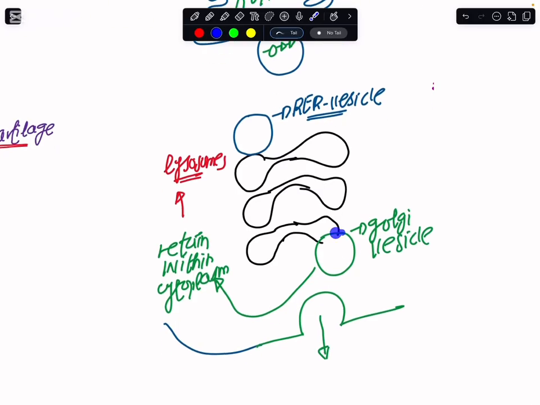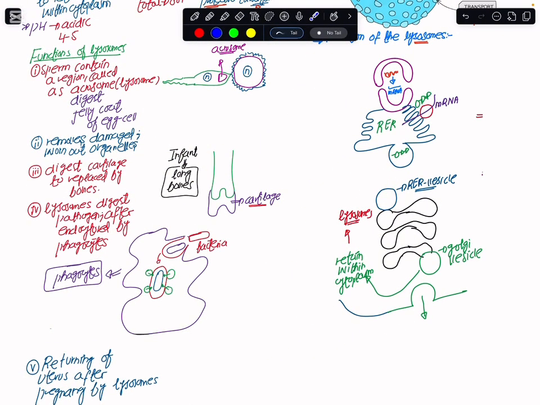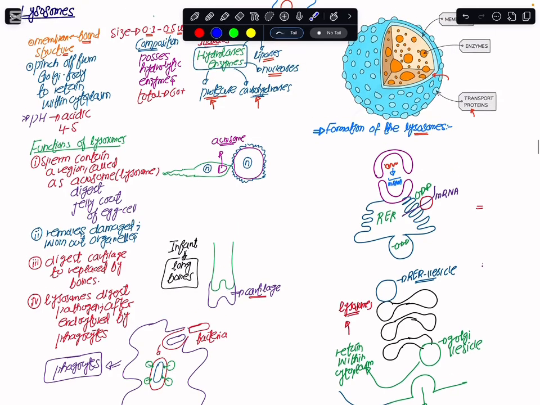And now the Golgi vesicle would pinch off having the modified enzymes in it, but this Golgi vesicle would not be allowed to fuse with the cell membrane. Rather, this Golgi vesicle would be retained within the cytoplasm. So now this has become the lysosome for us. Okay, so this is how the origin of the lysosome goes.